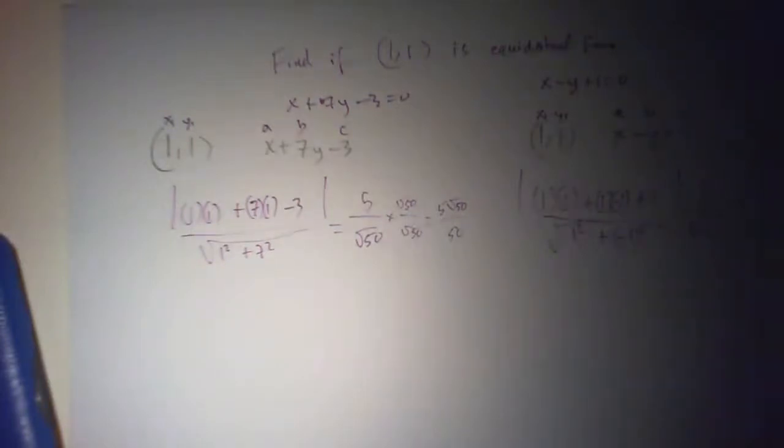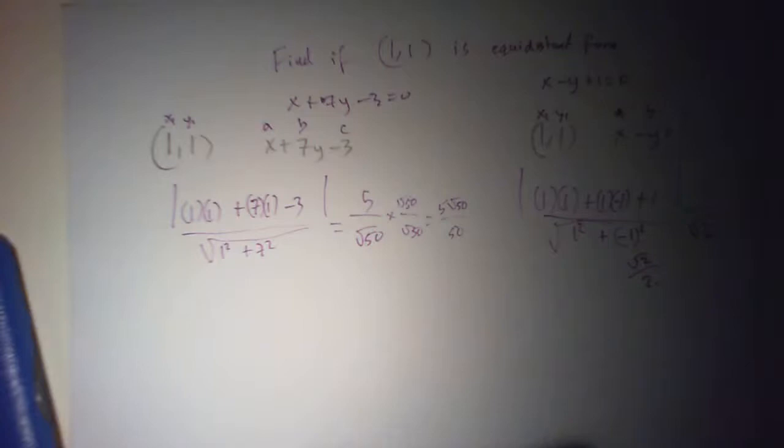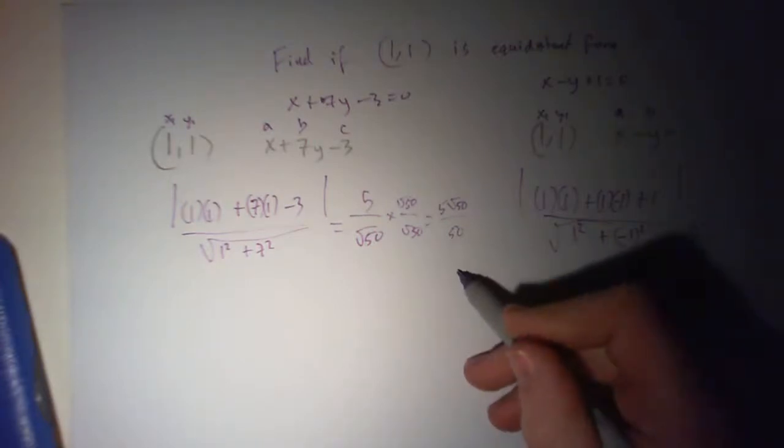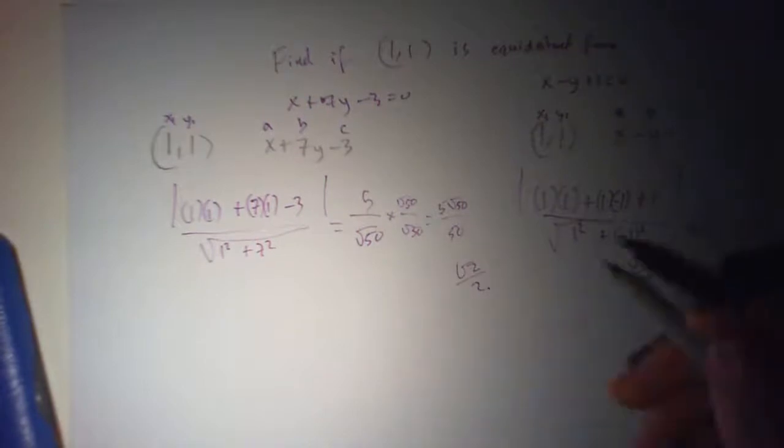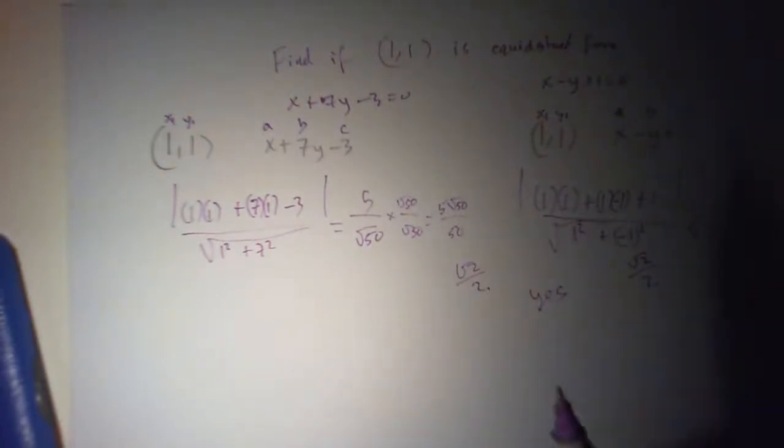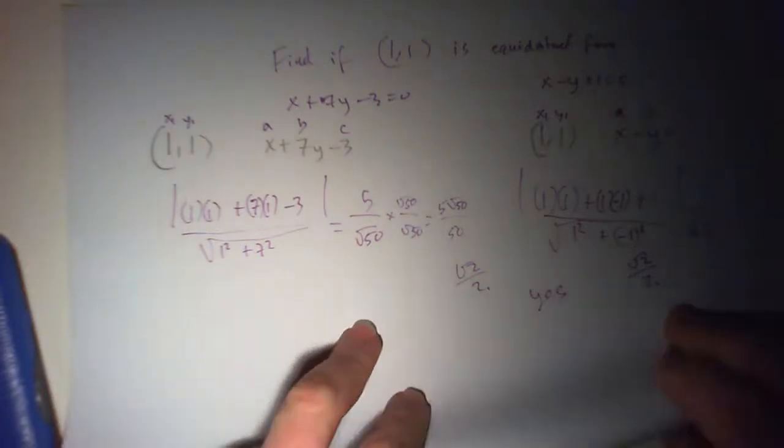1 over root 2 on the calculator comes out as root 2 over 2. And 5 root 50 over 50 on the calculator comes out as, would you believe, root 2 over 2. So yes, they are equidistant. Perfect. Okay, so we'll try another one.